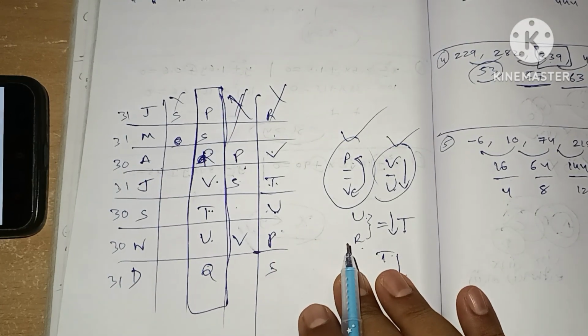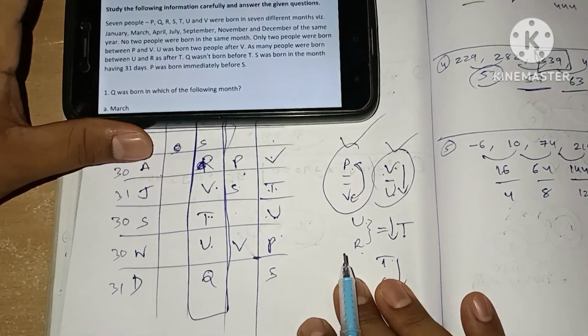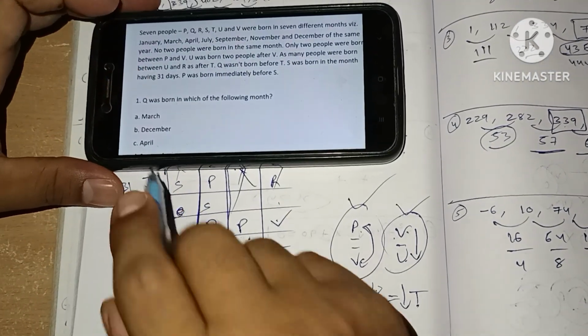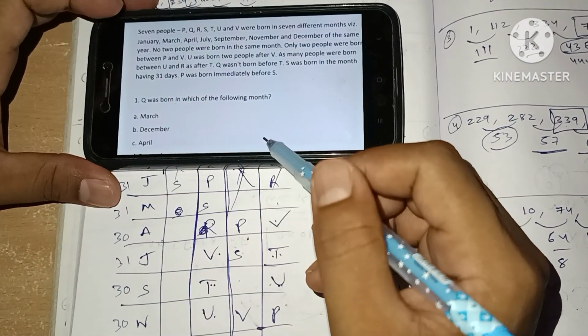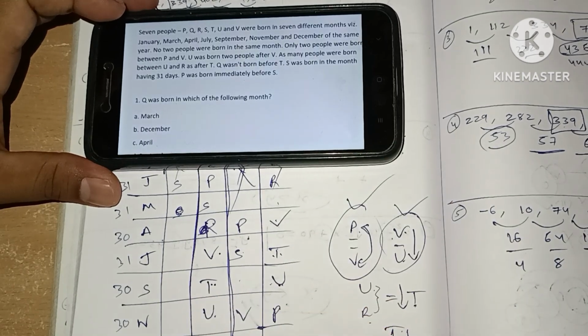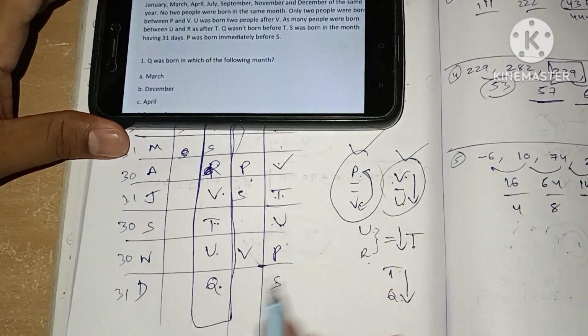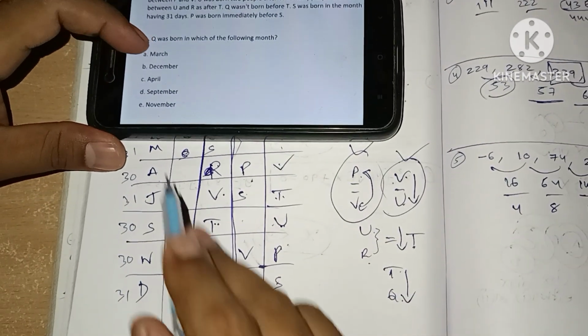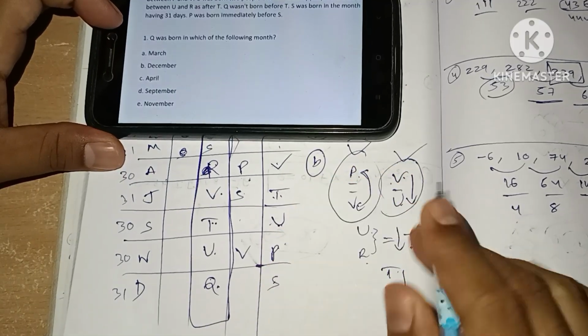Let's see the solution to the questions that are asked for our puzzle. Q was born in which of the following months? Q was born in December. So the first one answer is option B.